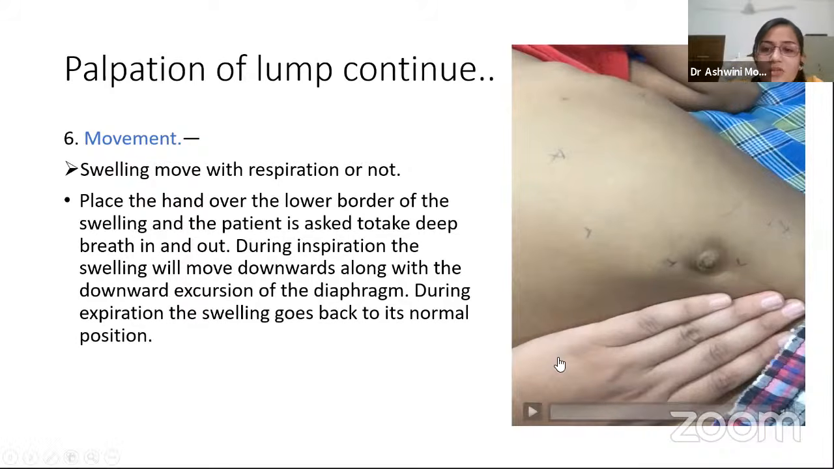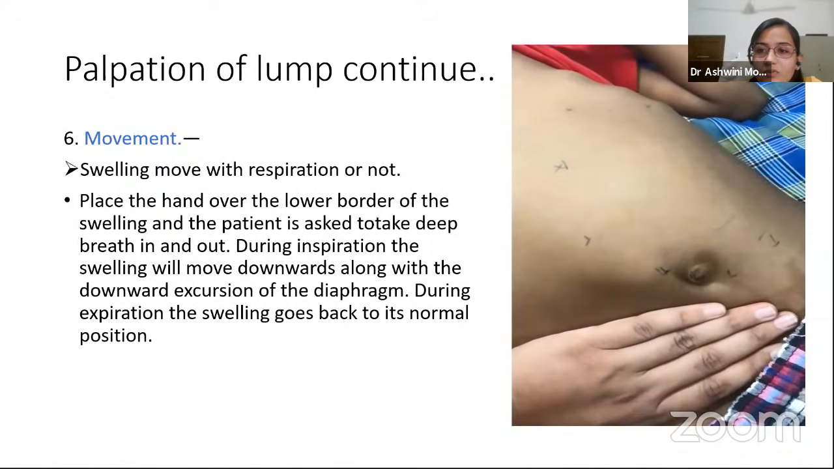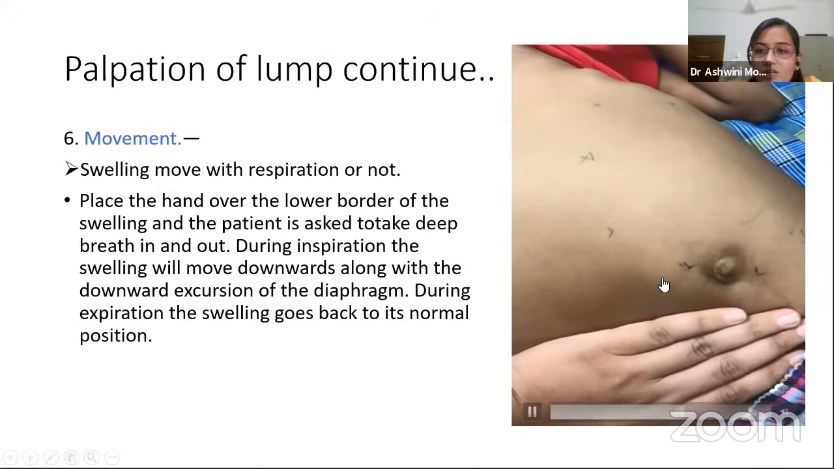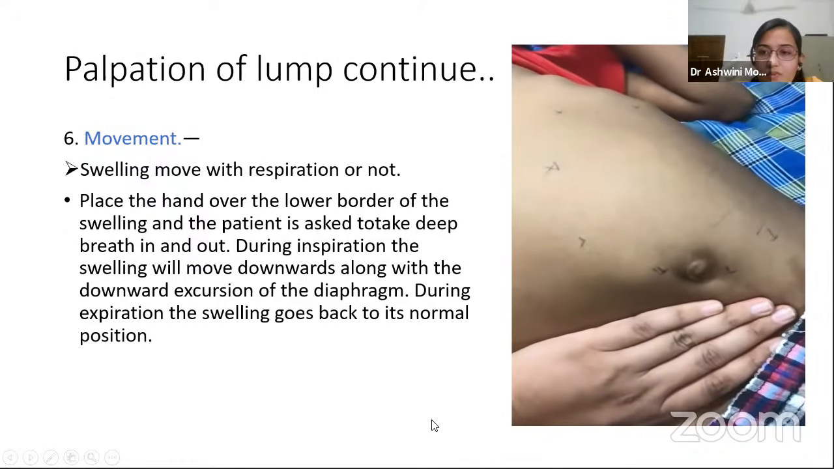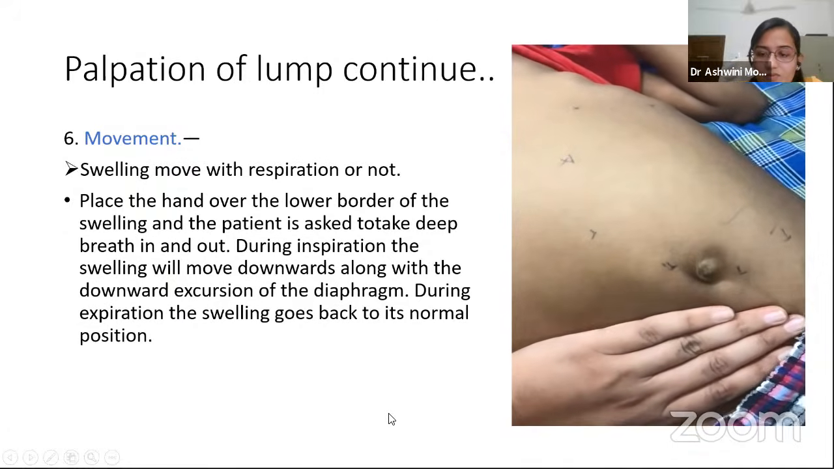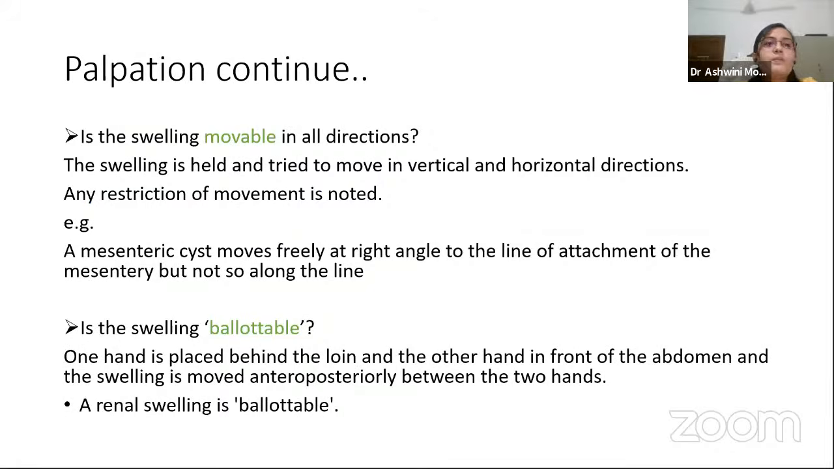Here I have one video, the same patient of splenomegaly. If you can appreciate, the swelling is coming down in inspiration and going up in expiration. So movement with respiration is also important.